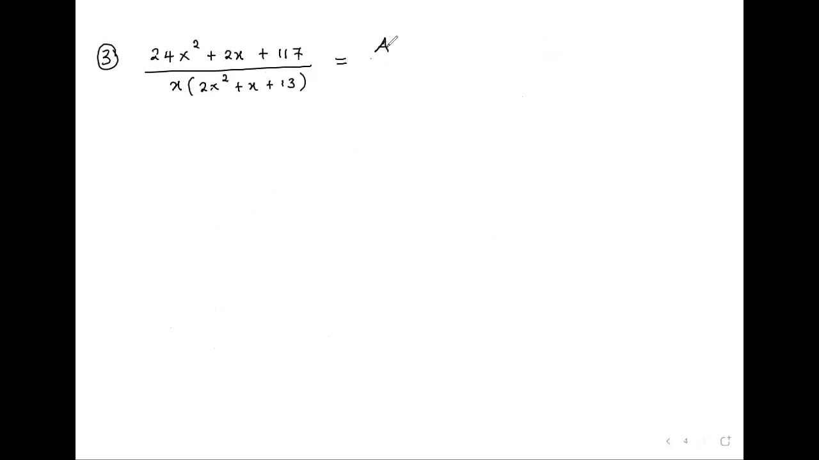We'll have A over x, this linear here, plus bx plus c over 2x squared plus x plus 13. This is because we cannot factorize this quadratic. If you were able to factorize, you can factorize it. But we can't factorize this thing. It's unfactorizable because there are no factors. The product is 26. The sum is 1. So you can't find such numbers.